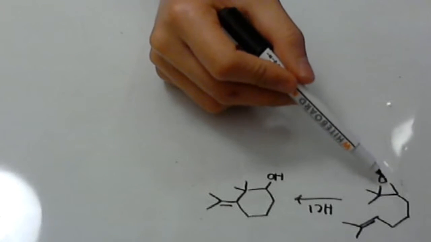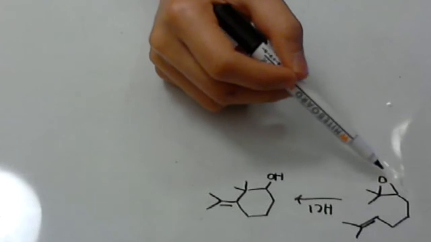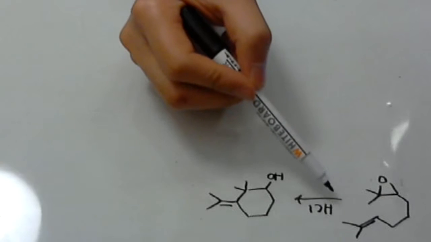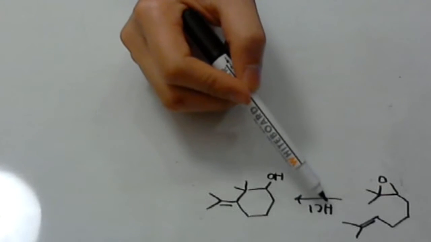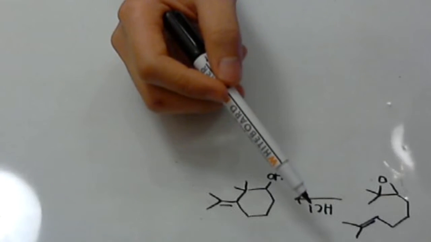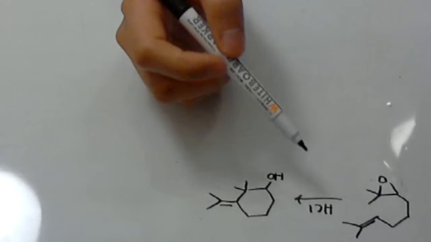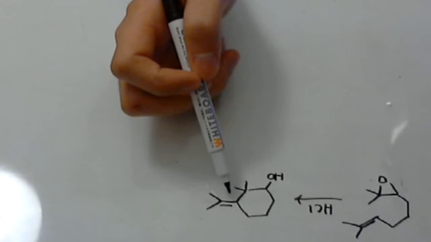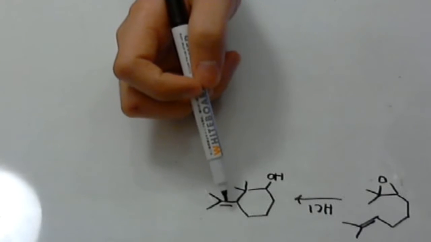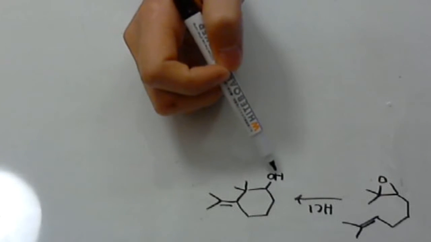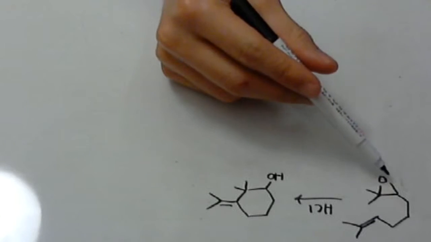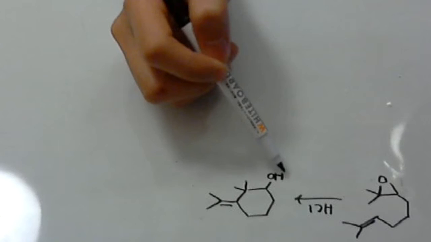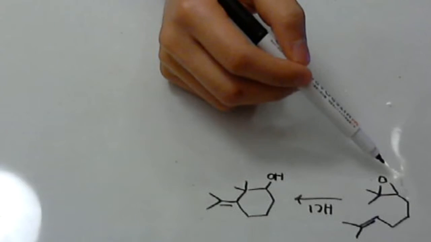And so what we see here is we have an epoxide and an alkene. We're reacting that with an acidic compound, HCl, which is essentially just H+. And what we get is this cyclohexane with a double bond and an alcohol. So clearly we've gone from an epoxide to an alcohol. What that means is this ring was opened.